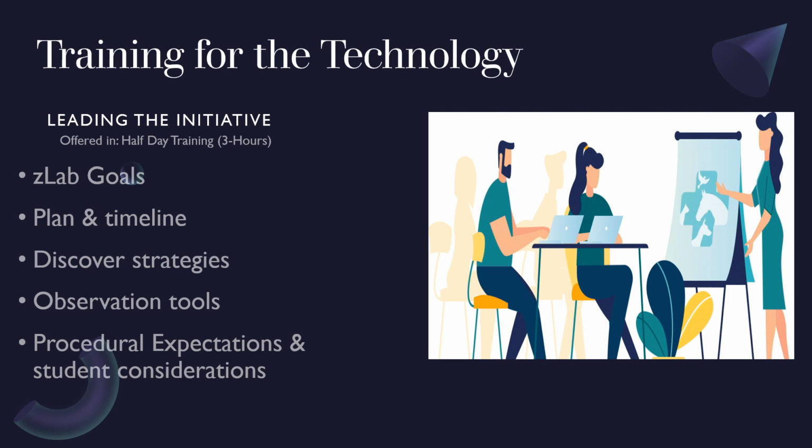Training for the Z-Lab will have 3 different components. The first component will be a half-day, 3-hour training aimed at building the campus's capacity as a whole to initiate the process of the lab. Aspects of the initial implementation, such as setting goals for implementation, develop implementation plan and timeline for integration, discover strategies that effectively support teachers to apply learning strategies to meet a wide variety of learner needs, observation tools for feedback and supporting the initiative, and lastly, a student management plan and procedural expectations for lab usage.